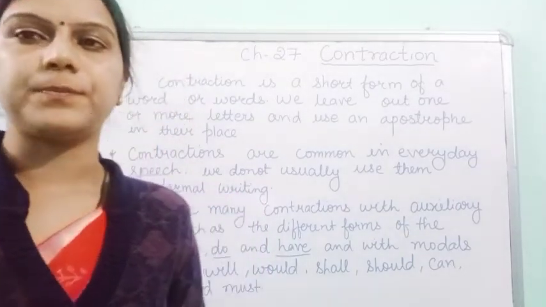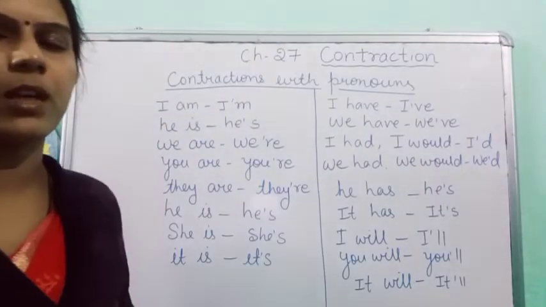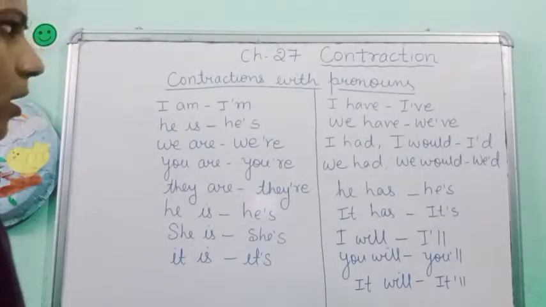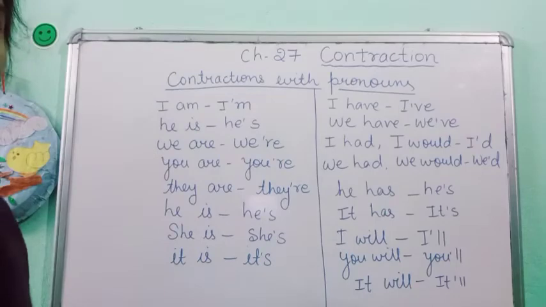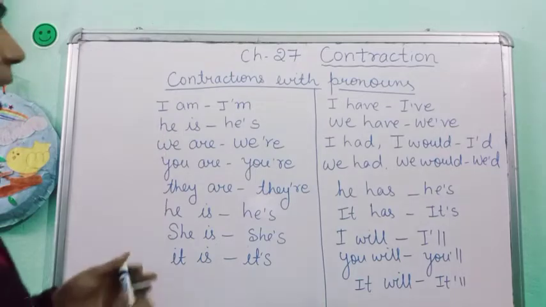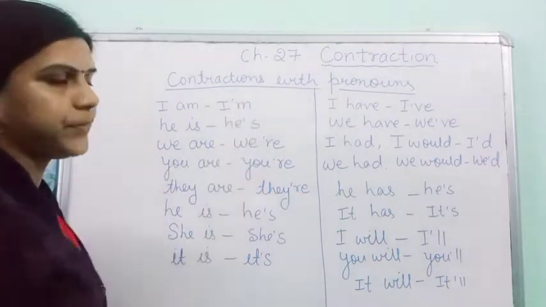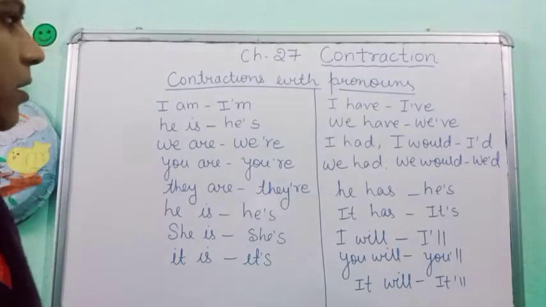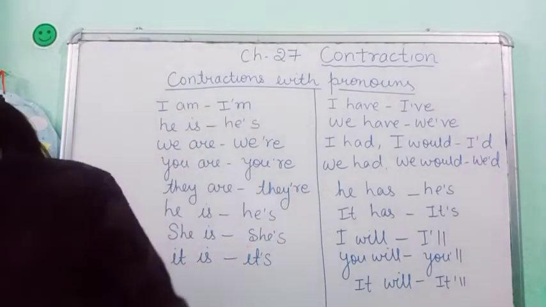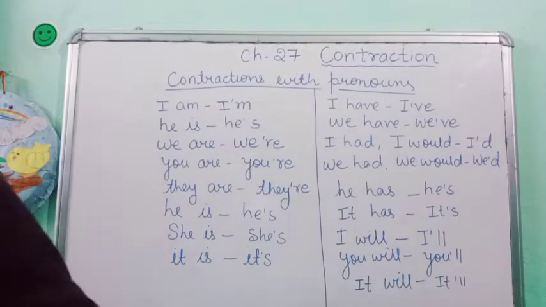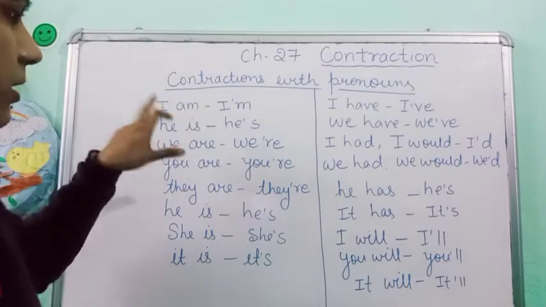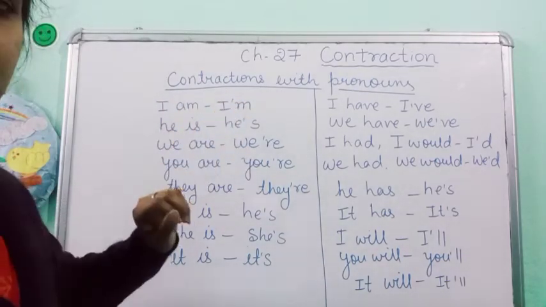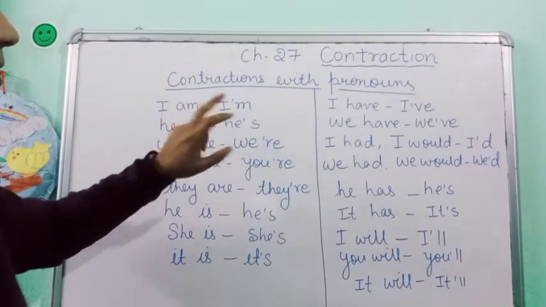Okay, students, look at the board. There are so many examples. These are the contractions with pronouns. So I am, how do we write it in contraction form? I write it I apostrophe am. Why do we write it like this? We have to omit one letter here. We leave out the letter A, and in the place of A I use an apostrophe. So I am, I write it I apostrophe am.